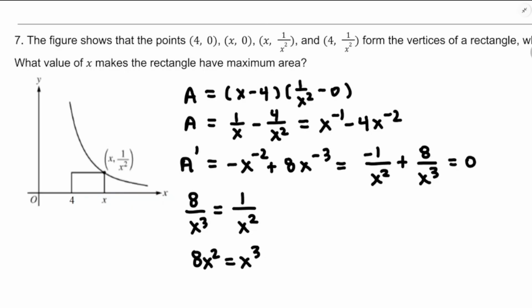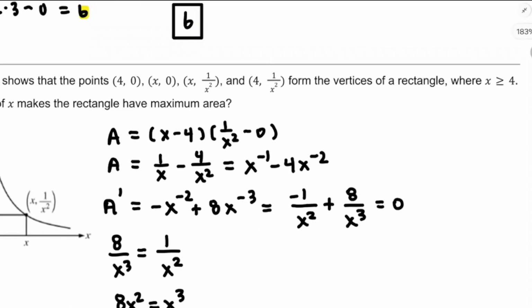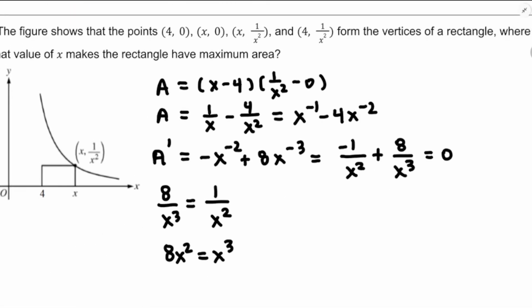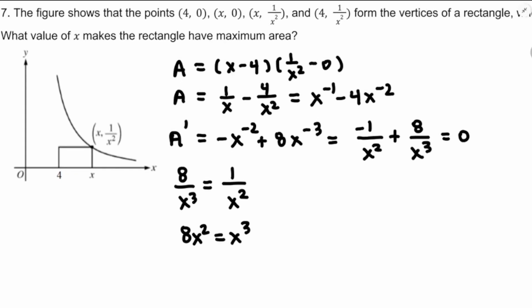Okay, I'm going to divide both sides by x squared, which is okay just as long as x isn't equal to 0. Now, I can see that because they actually told us in the problem x is greater than or equal to 4, I don't have to worry. I don't even have to worry about dividing both sides by x squared. It's not a big deal because x will never equal 0 in this problem. So it's going to be 8 equals x cubed divided by x squared equals x. Okay. Now what we should probably do is think about area versus x.